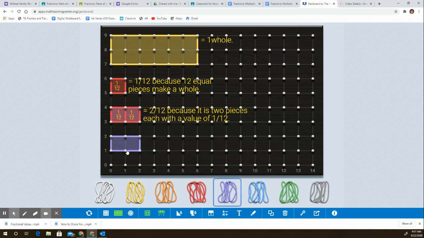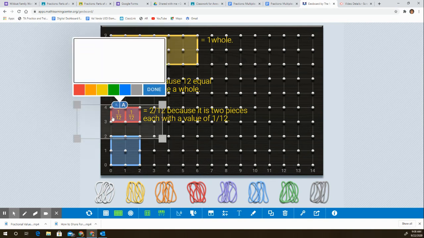Let me take that off and get rid of this. But now let me give another example. So what would the value of this piece be then? What would the value of that piece be? Well, I have to ask myself if I could make a copy of this, how many of these would fit on here? I'm going to say, okay, then I think that's equal to 4/12 because it is 4 pieces, each with a value of 1/12.